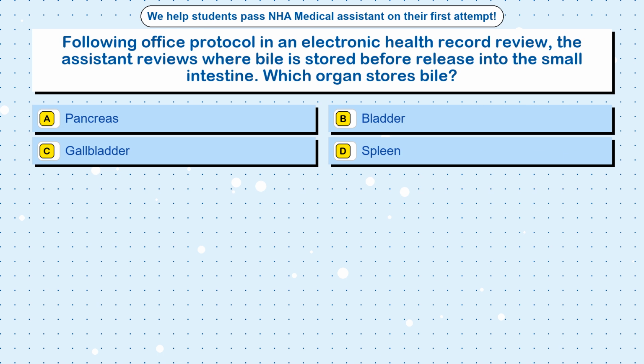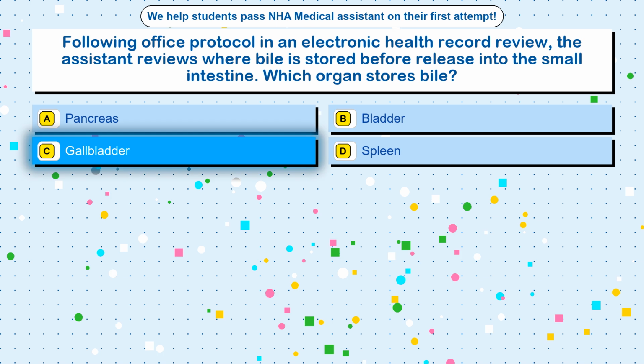Question 11. Following office protocol in an electronic health record review, the assistant reviews where bile is stored before release into the small intestine. Which organ stores bile? Option A, pancreas. Option B, bladder. Option C, gallbladder. Option D, spleen. The correct answer is option C, gallbladder.